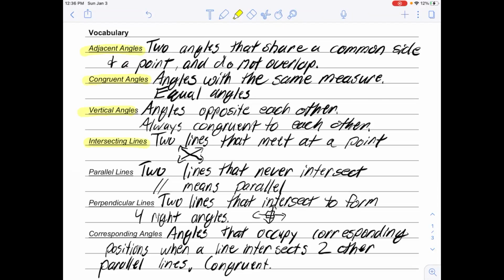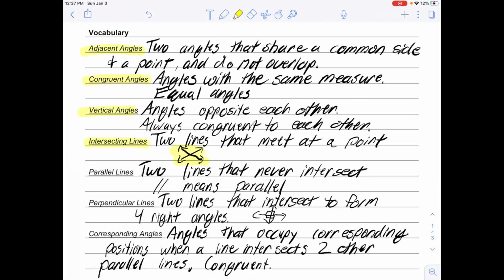Intersecting lines are two lines that meet at a point. They are two lines that cross each other. I drew a little picture down here of what two intersecting lines looks like. It's just two lines that cross. Most lines are intersecting because they cross.